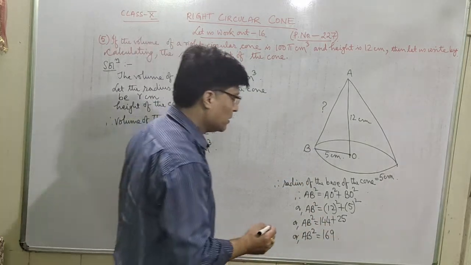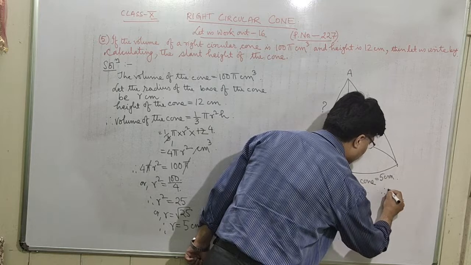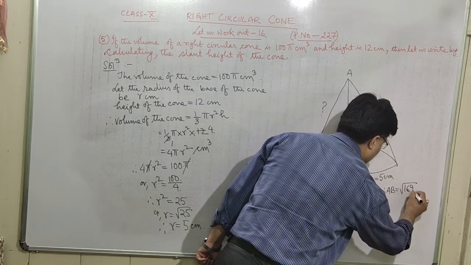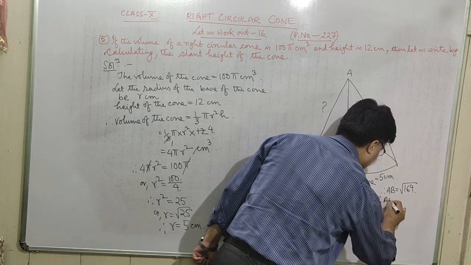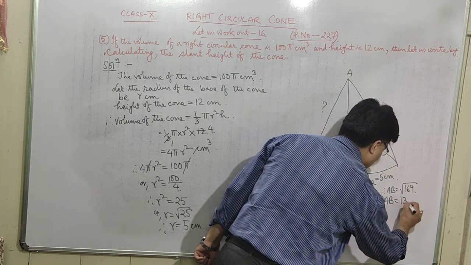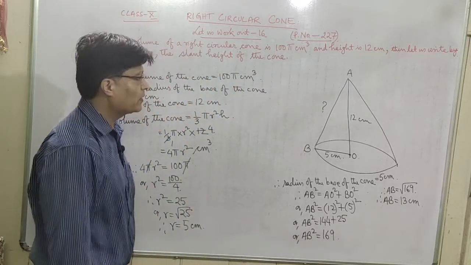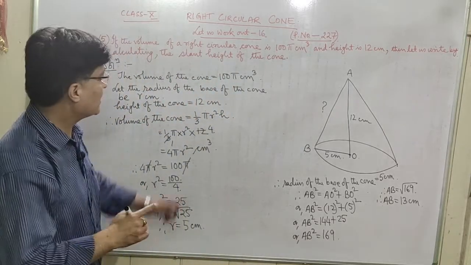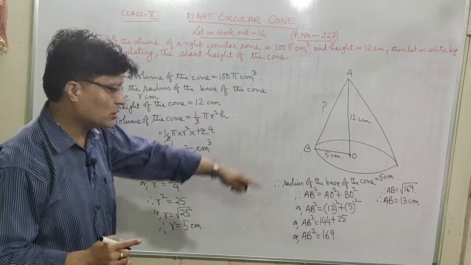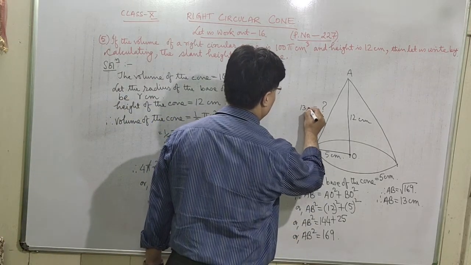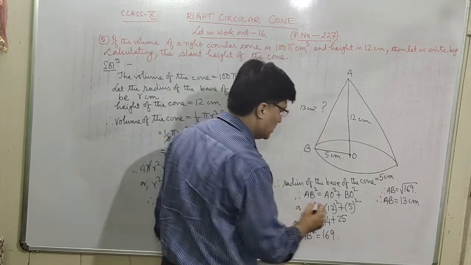Is that clear? So what is AB equal to? So AB is equal to root over 169. So AB is equal to root over 169, which is 13 centimeter. Is that clear? So what is the slant height of the cone? The slant height of the cone is equal to 13 centimeter. So this is 13 centimeter.